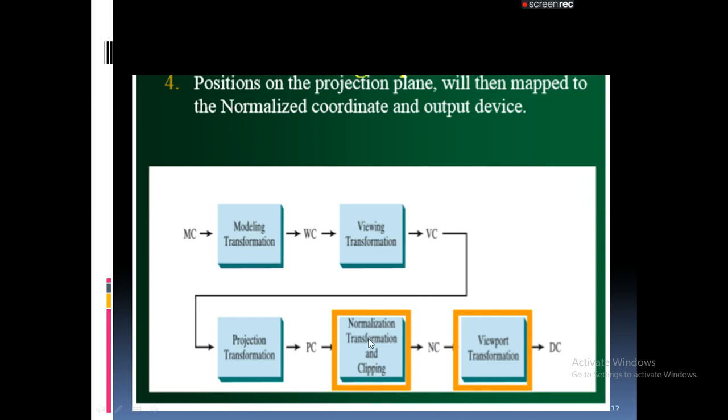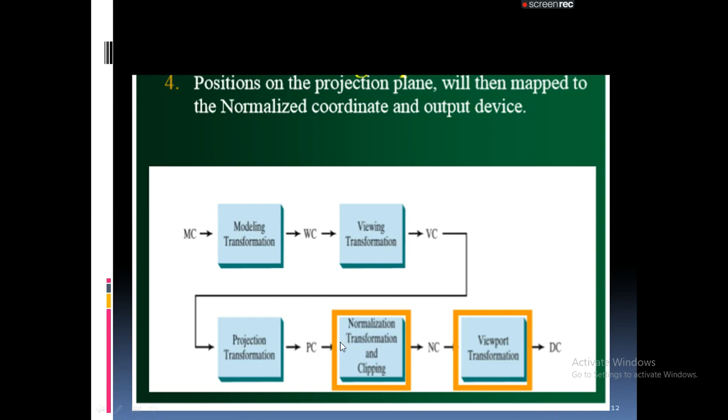Why I have written clipping here: whatever part of the three-dimensional object lies outside the normalization square, now it is not a square here, the normalization cube, that part of the object has to be clipped out or cropped. And whichever part of the object lies inside the normalization cube, only that part of the object's position has to be mapped to the viewport.